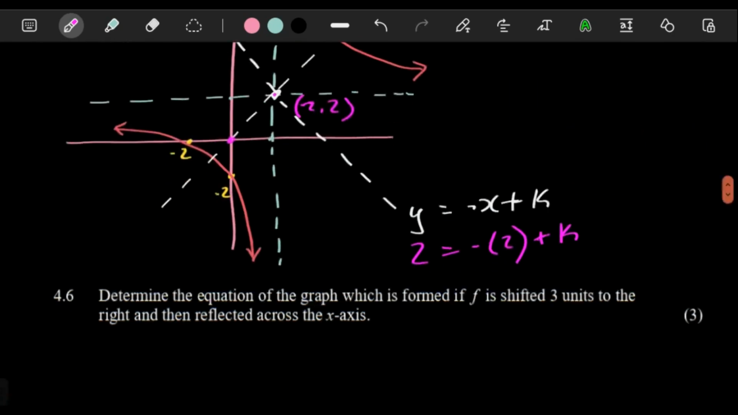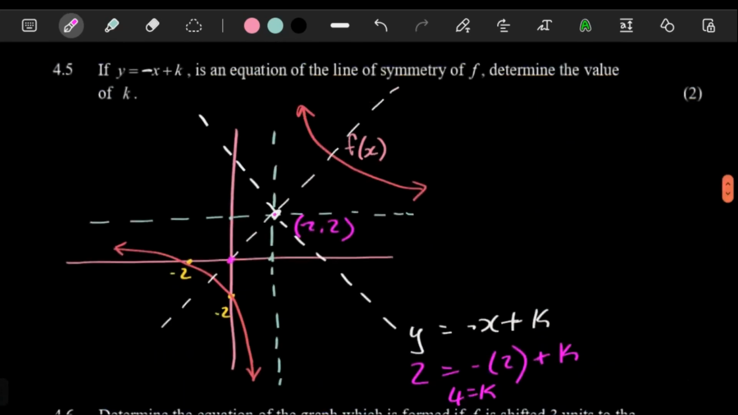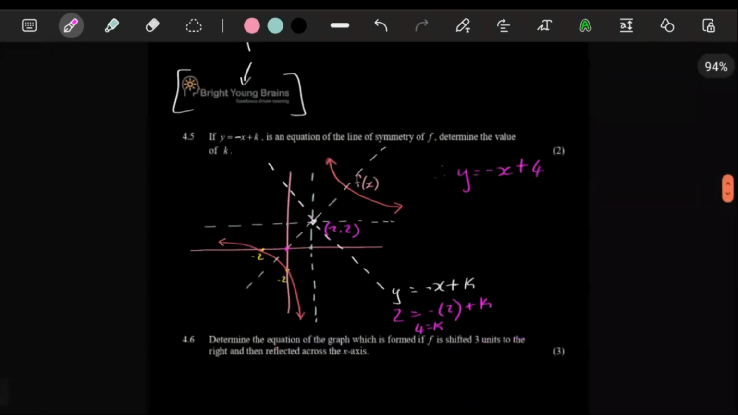So all this being said, move this to the left. You're going to have 2 plus 2, which is a 4. Then you have your value of k there. So your equation, therefore, y is equal to negative x plus 4. And that is the way we like it.